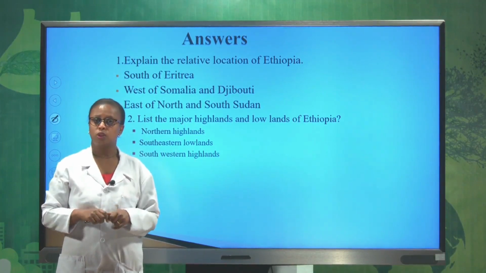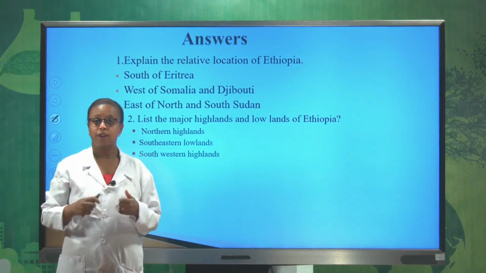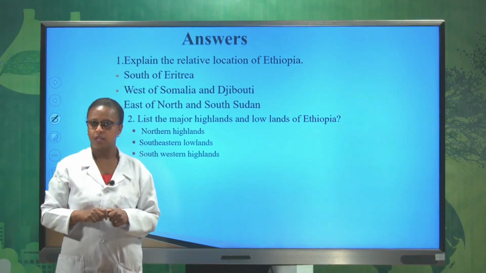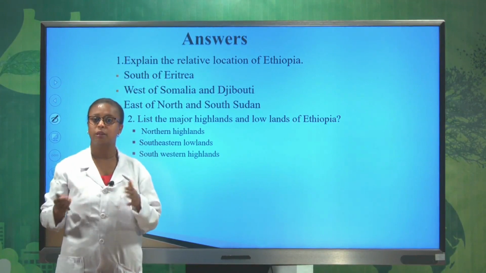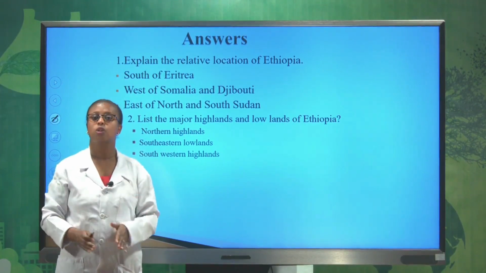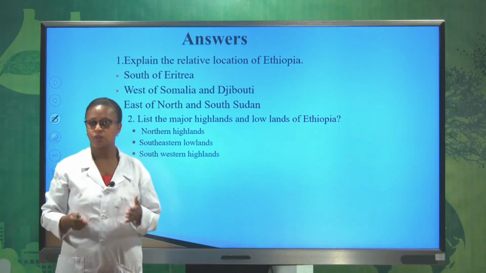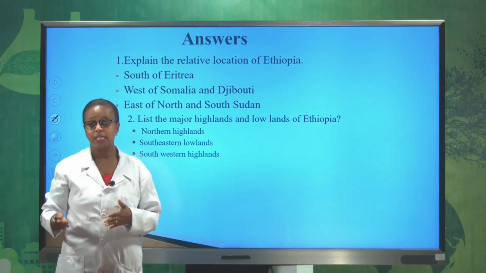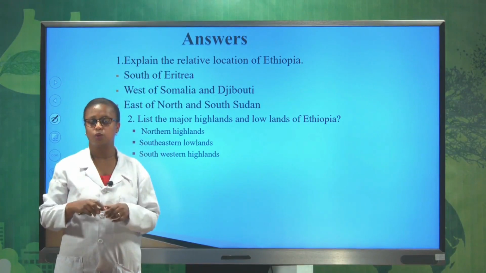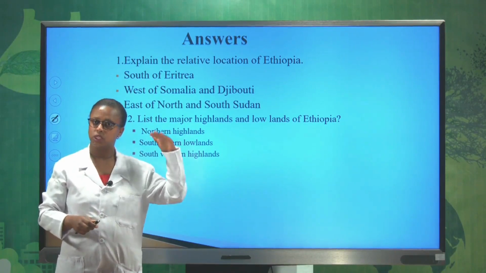We have seen also the major highlands and the major lowlands of Ethiopia, and we have seen also the climate of Ethiopia. Ethiopia lies within the tropics. Even though it lies within the tropics, the tropical temperature condition is not experienced all over the country. This is because most of the areas of Ethiopia are highlands, and as a result these highland areas experience cool temperatures and abundant rainfall. In addition to that, altitude also plays a great role, because when altitude increases, temperature decreases.